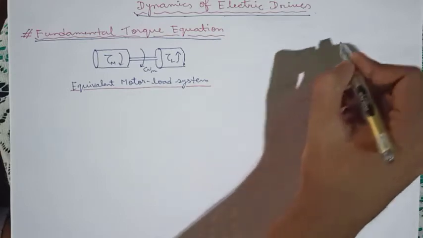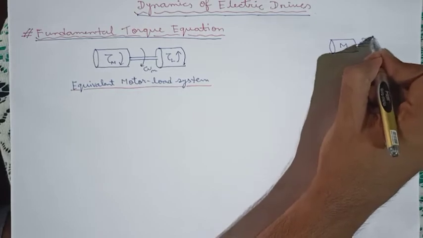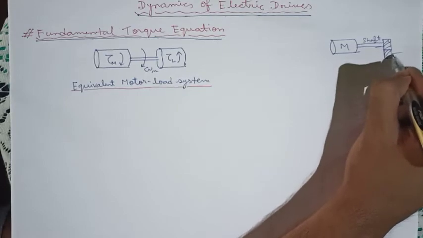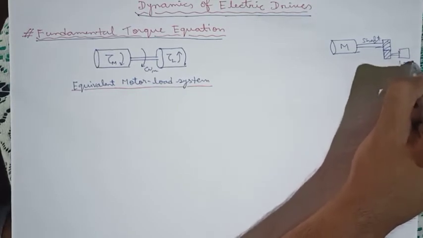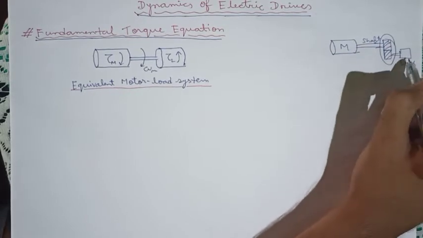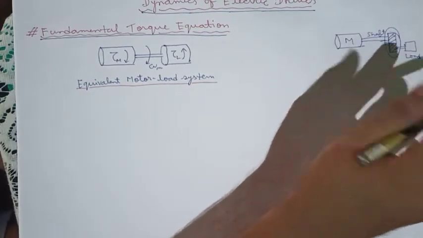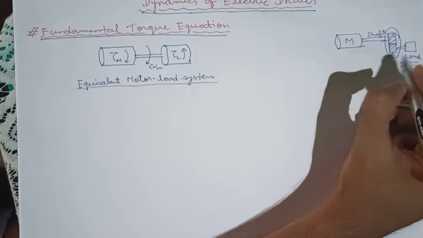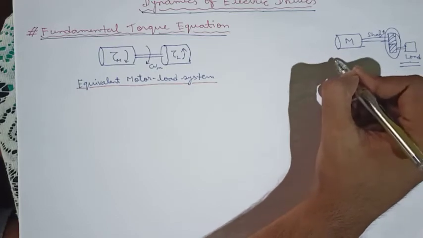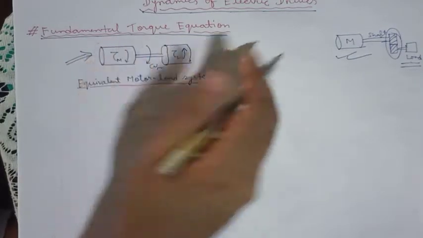pulleys, etc. For example, this is a motor whose shaft is connected to load through some gears. Because of the presence of this gear, the speed of the load may not be equal to the speed of the shaft. Sometimes the motion of the load may not be rotational, it may be linear also. Therefore, it is convenient for us to represent this system as an equivalent system like this. This is the equivalent system of this system.